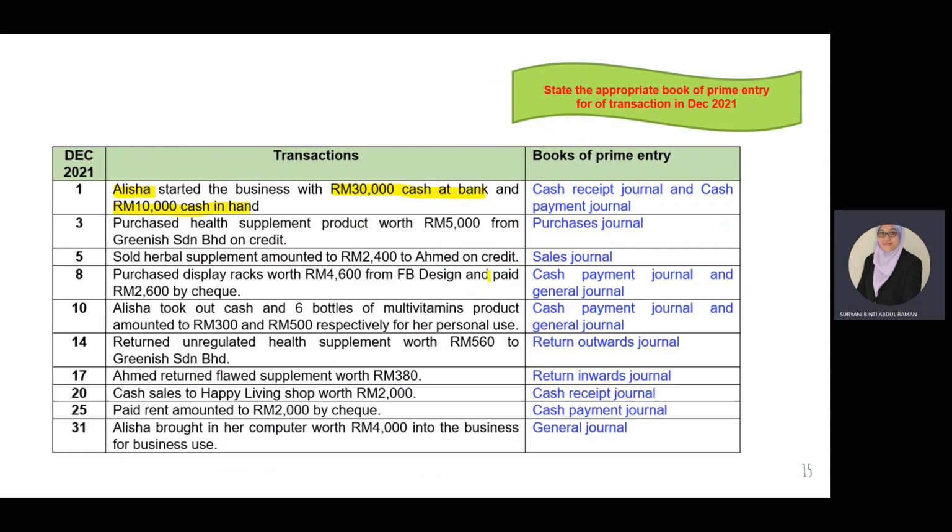Okay, as for the rest, you can see there are other journals to be recorded, and we have discussed it before. The next thing that I want to discuss is related to example for general journal. Okay, so let us look here. For general journal, number 10 of December, Alisha took out cash and 6 bottles of multivitamin product amounted to 300 ringgit and 500 ringgit respectively for her personal use.